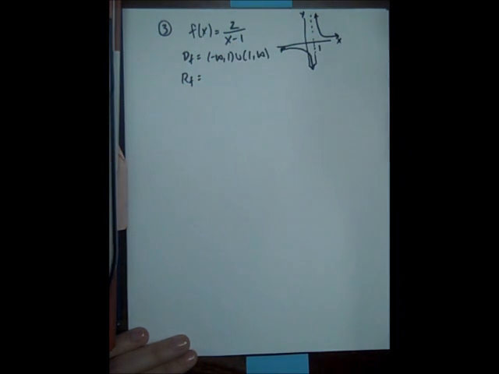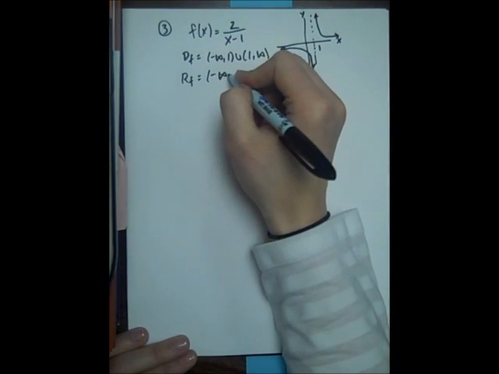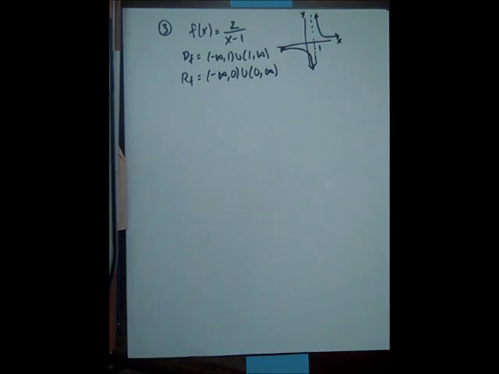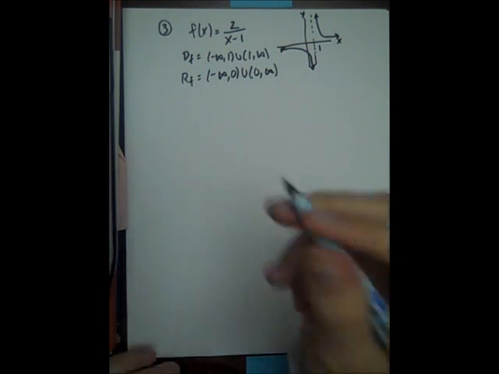Now what's my range? So the range is what y values can I get? So can I get any y value? No, this never crosses the x-axis, and that's where y is equal to 0. So I can't have 0. Okay, so I have my function. It is 1 to 1. So now let's go ahead and find the inverse.